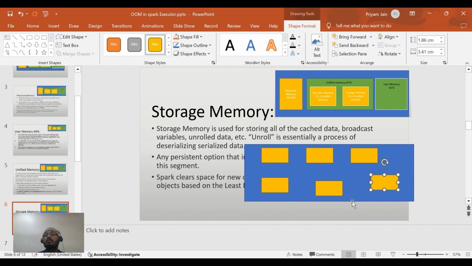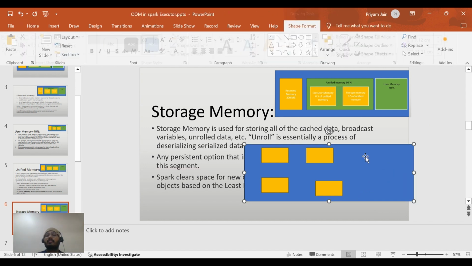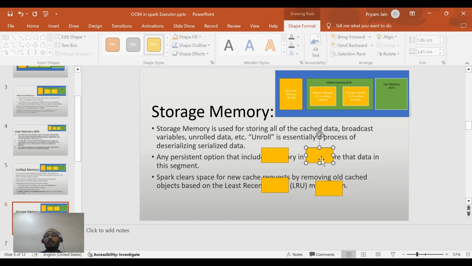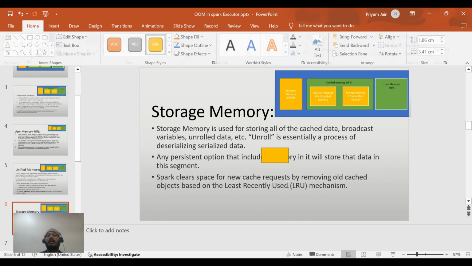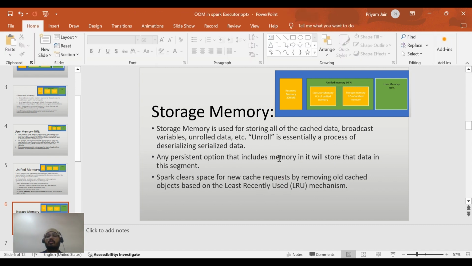So whenever Spark clears this memory, this part of the cache will be gone first. Then if this is there, this will be gone next. Like this, Spark is going to clear the memory. I hope you got it. If you have any doubts, you can ping me. This mechanism is self-explanatory, least recently used.